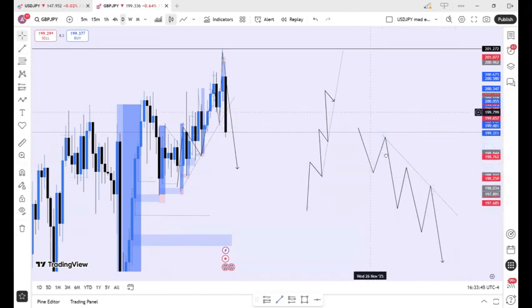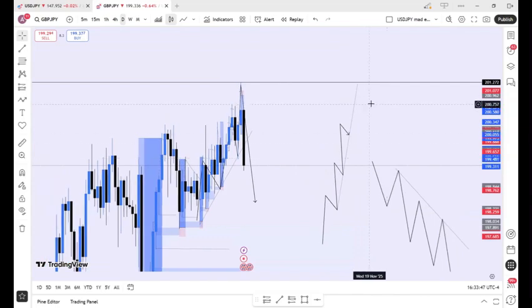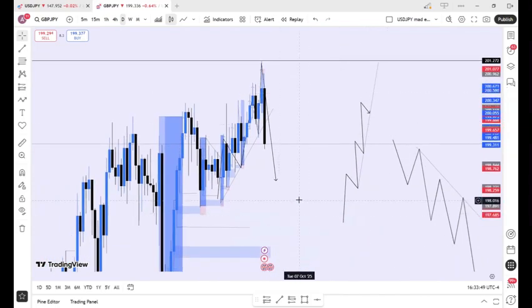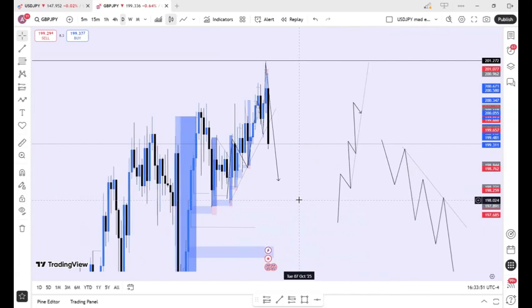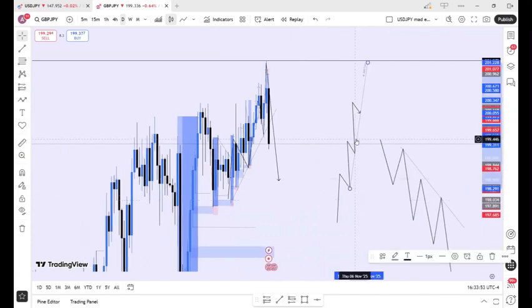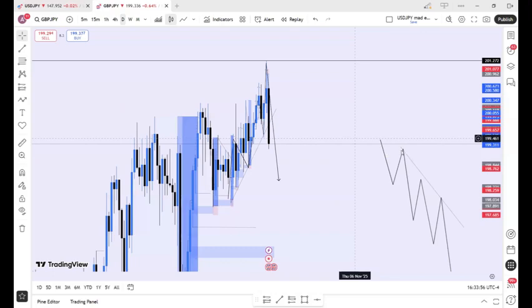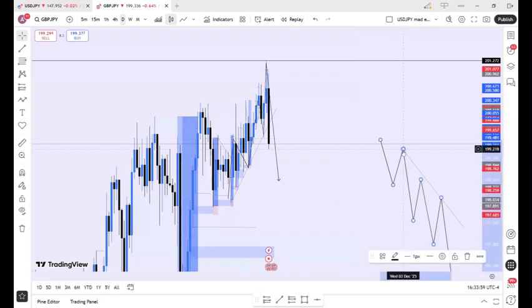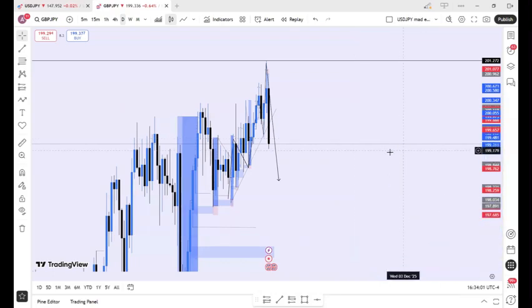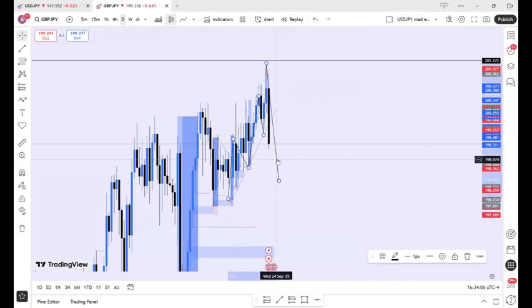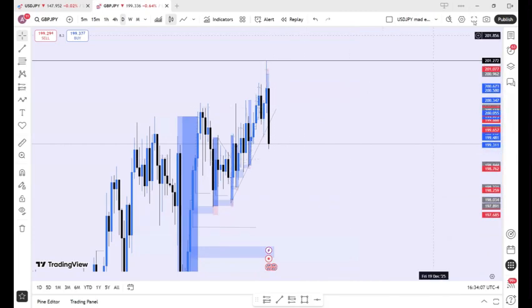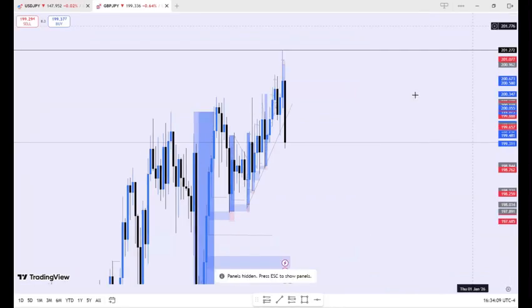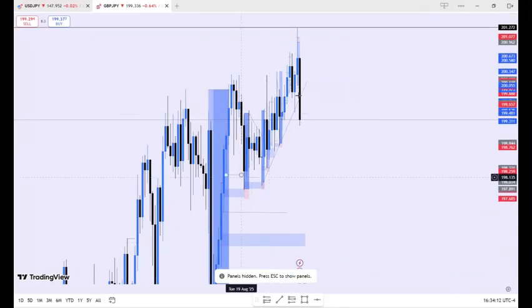Now, if one side of liquidity has been taken out, price wants to take out the other side of liquidity. If both sides of liquidity have not yet been taken out, that means there's no movement in the market. What I'm trying to say is we have buy side liquidity or sell side liquidity, right? Once price takes out the buy side liquidity, it's going to clear out the sell side liquidity, right? And that is what is happening right here.